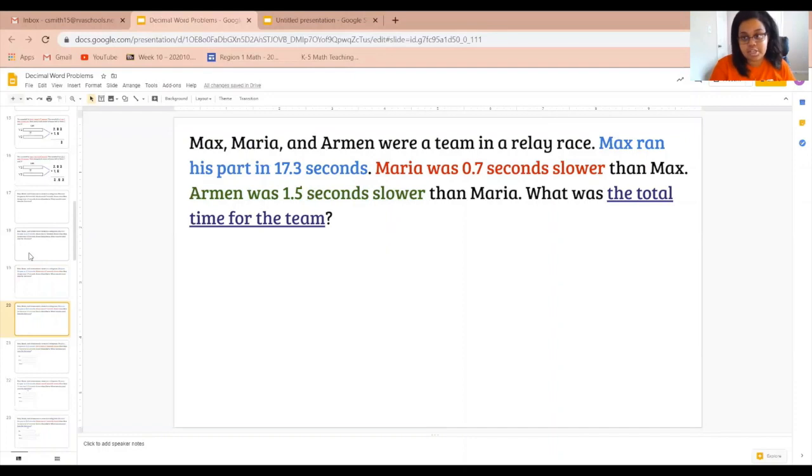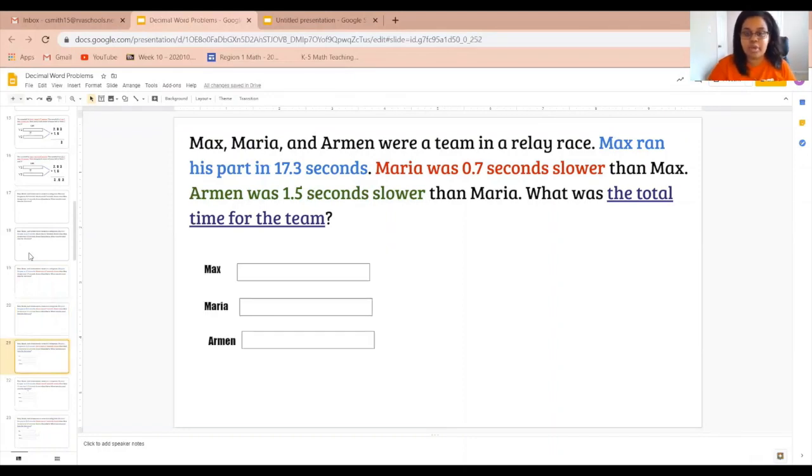So for this, because we have 3 people in this problem, I want you to go ahead now and make 3 tape diagrams. You're going to label each of them for your different people. So you're going to have a bar for Max, a bar for Maria, and a bar for Armin. You can make them all the same length to start. Go ahead and pause the video now if you need some time to do that. All right, now that you have your 3 tape diagrams drawn and they're all the same length, we need to make some adjustments because we know that they all didn't finish the relay at the same time.